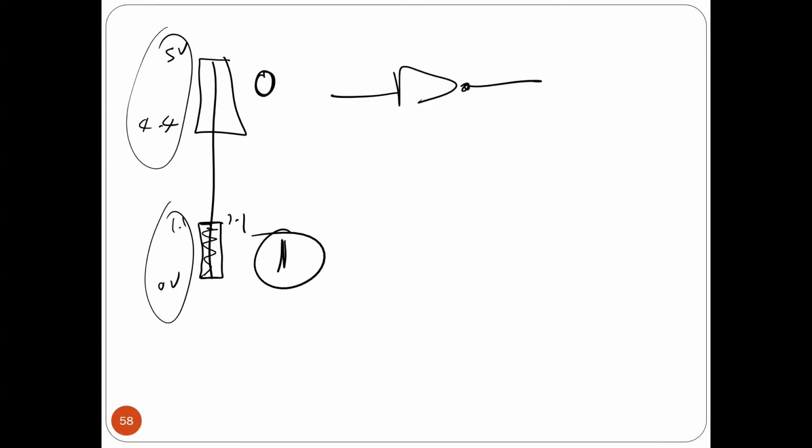Think about it. Does it matter? No, it doesn't matter. I just have two cases. One case, I will take it 0. One case, I'm going to take it 1. That's it. You got what I'm saying?